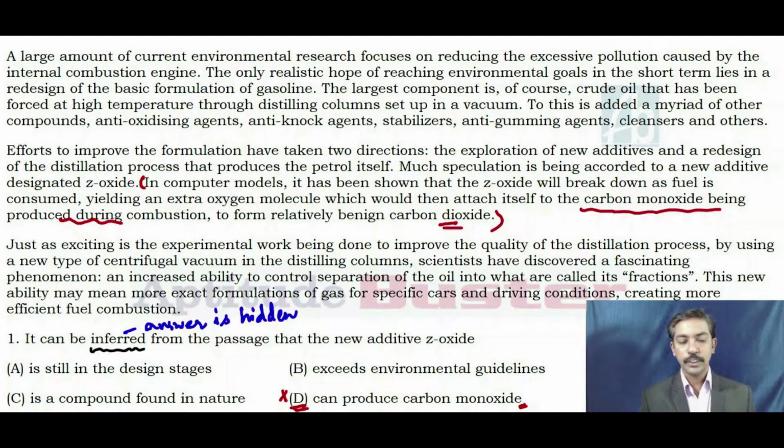Coming back to this question, it can be inferred from the passage that the new additive is Z oxide. From the given structure itself, when I say the answer is hidden for these types of questions, you have one easy clue to eliminate wrong choices.